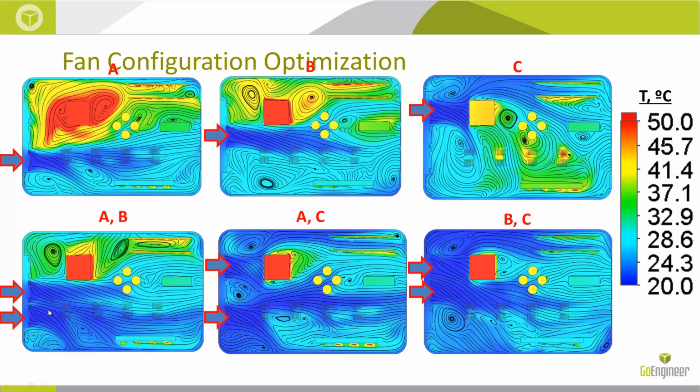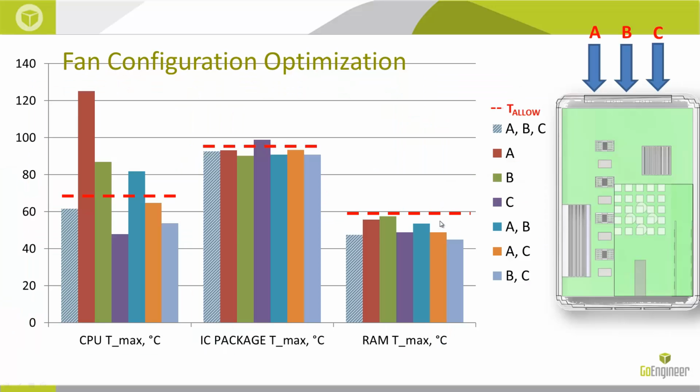If we combine A and B, A and C, or B and C, we get some other results too that are really quite close. If we switch to a chart that shows all of them, you can see where A, B, and C all together is not always the best. Having all three fans, it's actually better for the CPU to just have C by itself, because it's just one fan blowing right on C.